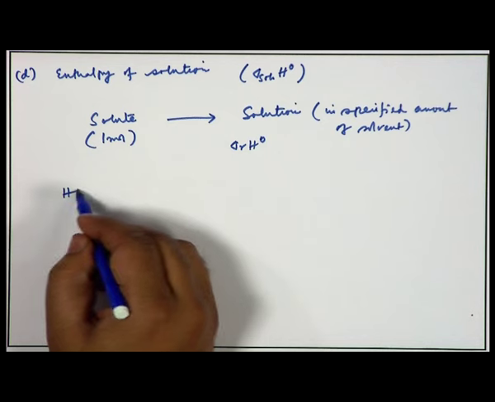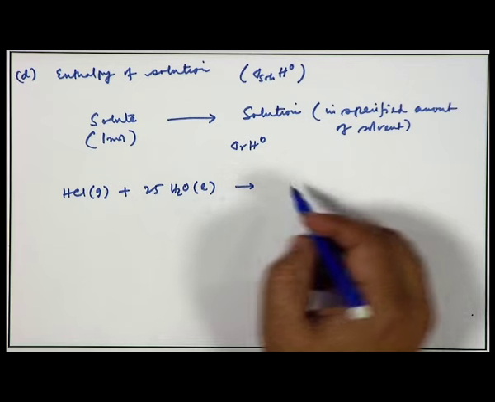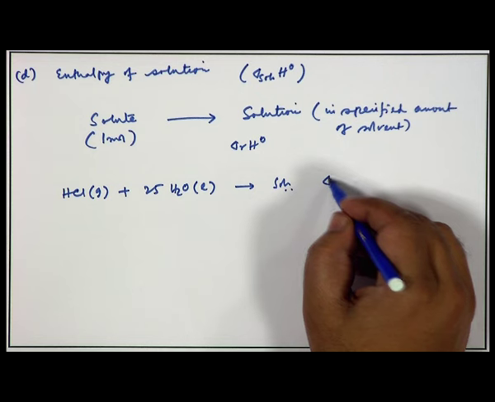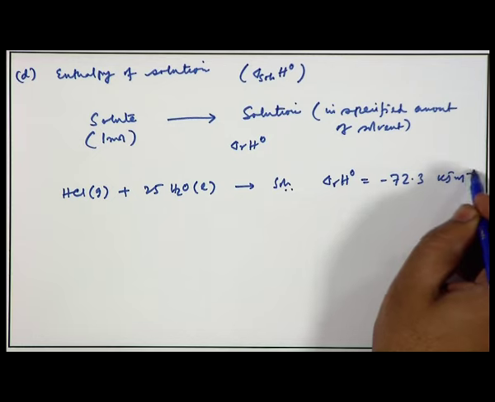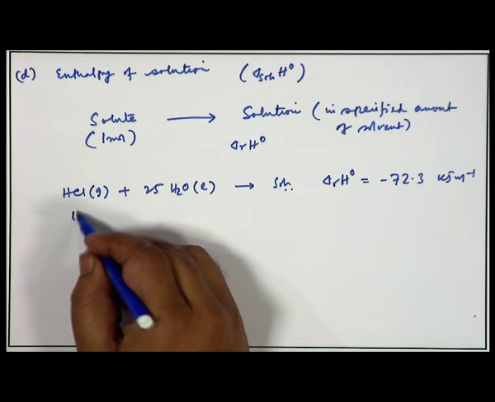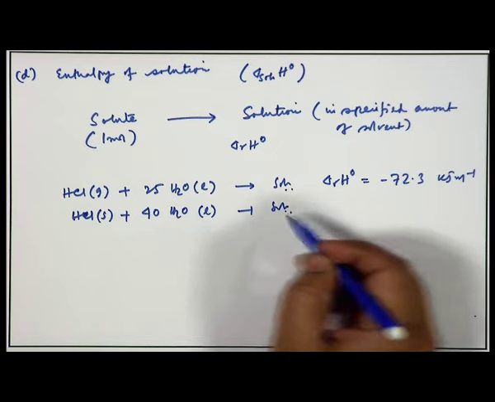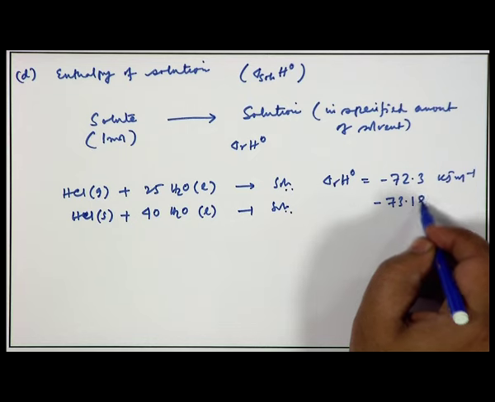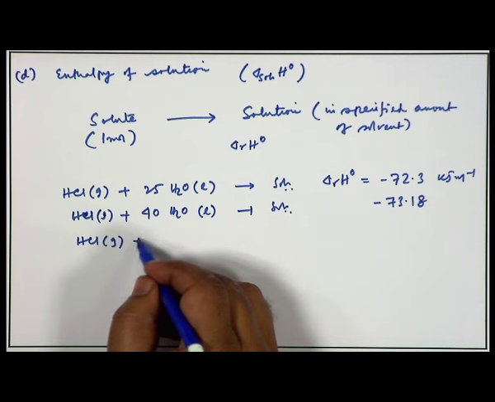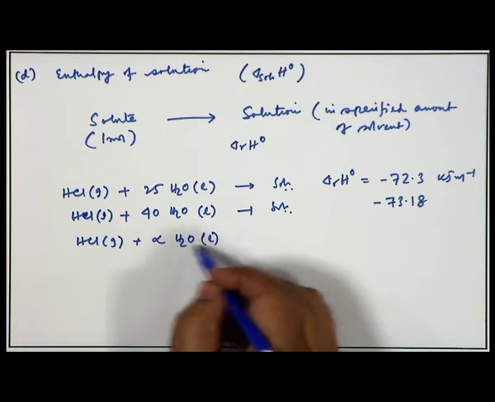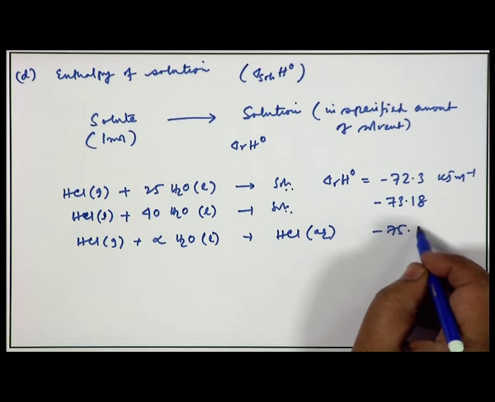For example, if we take HCl gas and dissolve it in 25 moles of H2O liquid, we get a solution, and the standard heat of reaction for this reaction is -72.3 kilojoule per mole. And if we take HCl gas and 40 moles of H2O, we get another solution where the value is -73.18 kilojoule per mole. And if we take HCl gas plus an infinite amount of H2O, we will explain what infinite amount of H2O means, we write HCl in aqueous state, which is given by -75.14 kilojoule per mole.